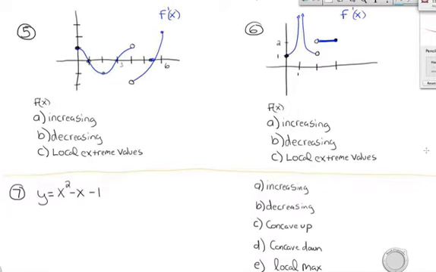Okay, this is part 3, starting on number 5. Same instructions as before. If you haven't really tried number 4, you should do that before we move on.